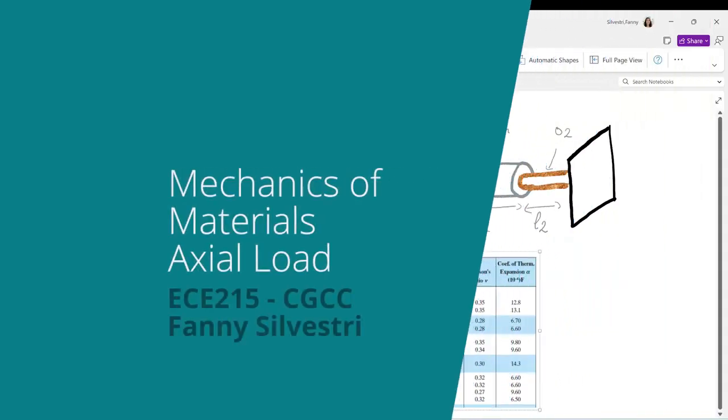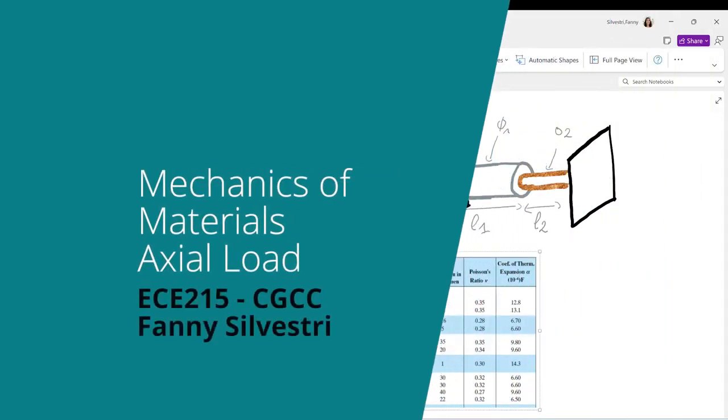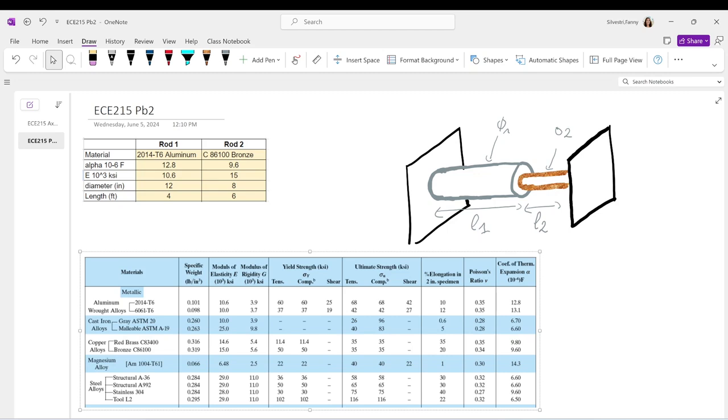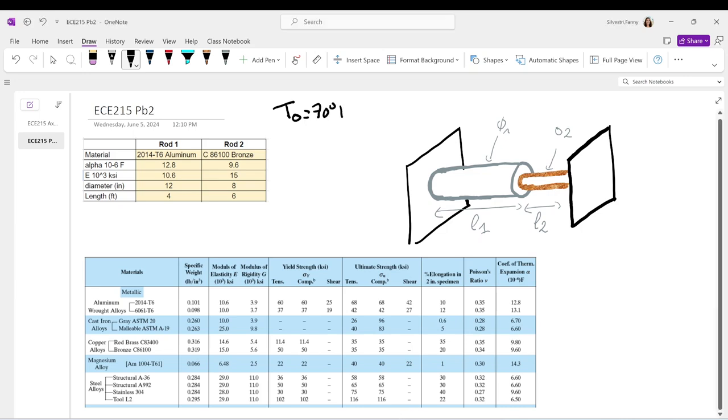In this problem, we will work on two parts that are connected together and stuck between two walls. Those two rods are stuck, and what happens is that we increase the temperature. The initial temperature, where the materials are at rest, is 70°F, and we increase the temperature so that the final temperature equals 110°F. The question is, what are the stresses inside the two elements?